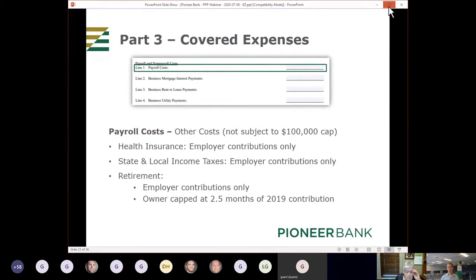But now when you get into retirement, here's another area where they want to make sure that business owners don't take advantage of the situation and crank up the amount of retirement that they paid themselves. So what they're doing is capping that equal to 2.5 months of your 2019 contribution. So if last year the owner put in $20,000 of retirement over the course of 2019, you'll prorate that down to something less by taking that 20,000 divided by 12 times 2.5, and that will essentially put a cap on how much retirement forgiveness you can claim for the owner. And again, that's just related to the owner, not something you have to worry about on an employee basis.